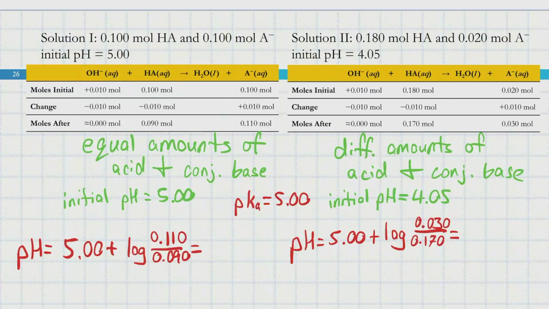Calculator time. So on the left, we've got 5.09 for our new pH. On the right, we've got 4.25 for our new pH.